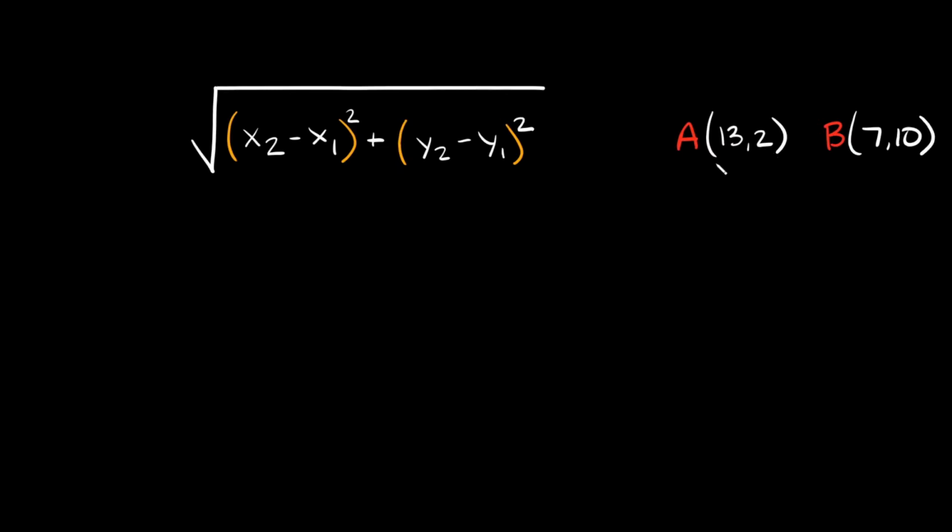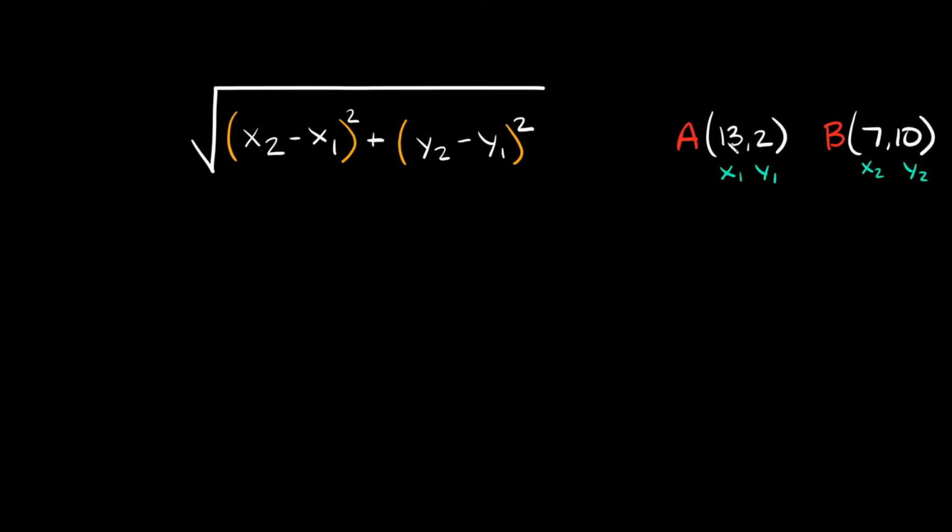Now, if you wanna find the distance between two points like this, all right? So we want to find the distance between A and B right here, right? So we want to find the distance between 13, 2 and 7, 10. Okay, so the first thing you want to do here is just label each of your coordinates. The way you're going to do that is like this. You're going to put x of 1, y of 1, and here we're going to have x of 2 and y of 2, okay?